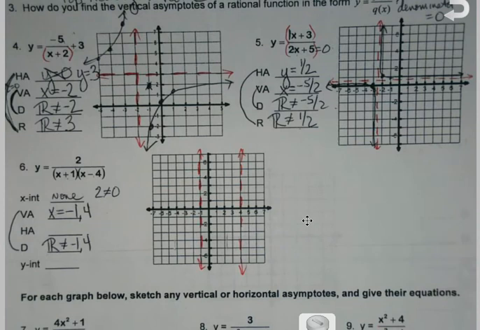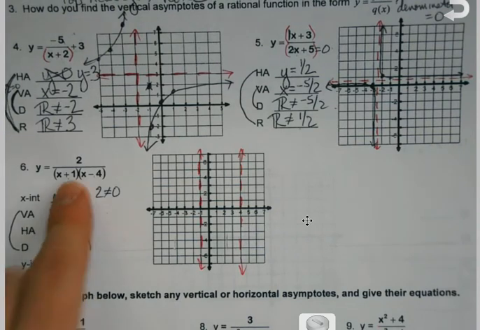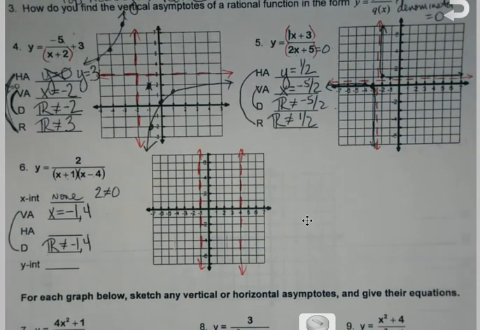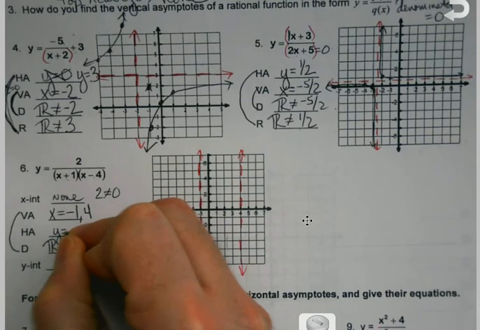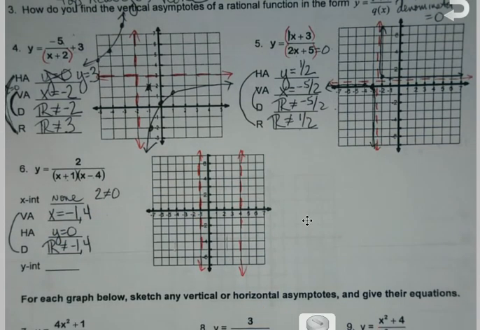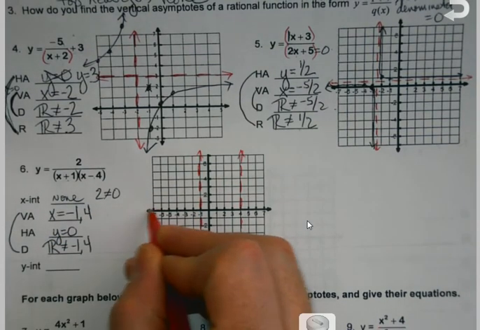And then this one, if I were to multiply this out, would give me a quadratic. It would give me a squared term, which means my degree is greater in the denominator, which means it's bottom heavy, which means I'd have a horizontal asymptote at y equals 0.